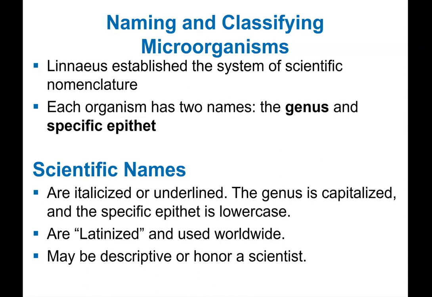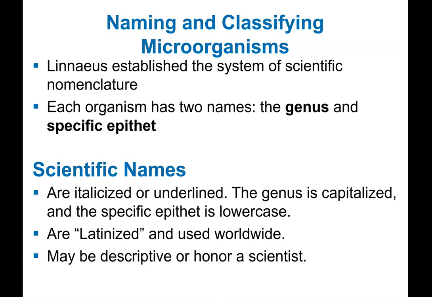Okay, so moving on, so naming and classifying microorganisms. So again, something I hope you've learned about in the past, a little bit of classification that was established by Linnaeus, in the fact that all organisms have 2 names, a genus and a species, which is specific epithet, which means specific name. And when we use scientific names, there is a certain way that they're designated when they're typewritten. They should be italicized, or if they're handwritten, they should be underlined.